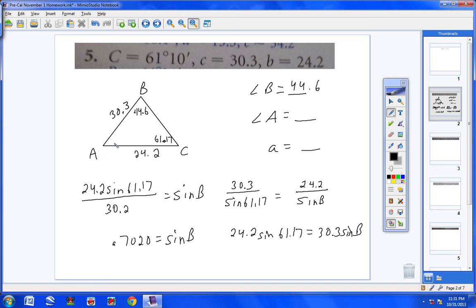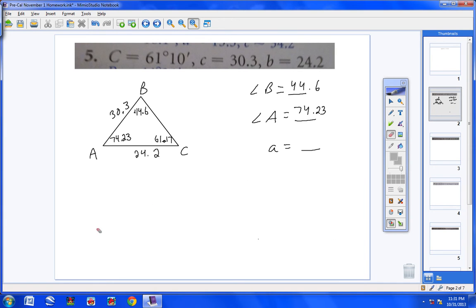Now let's find this third angle very quickly here. 44.6 plus 61.17, and then subtract that from 180. And this angle right here has to be 74.23. Now all three angles add up to 180. The only thing I forgot to do, and I will admit that, is this angle right here that we found, 44.6. Remember, we always subtract that from 180.